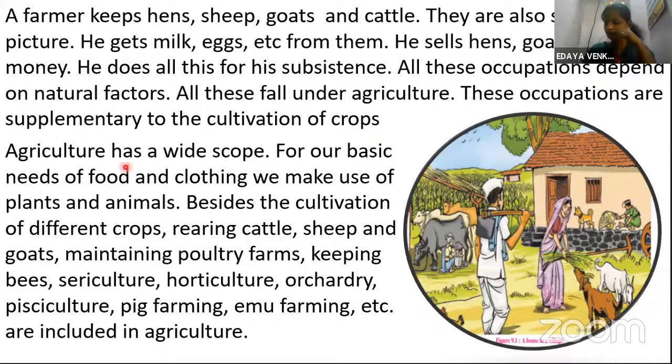Agriculture has a wide scope. For our basic needs of food and clothing, we make use of plants and animals. Besides the cultivation of different crops, rearing cattle, sheep and goats, maintaining poultry farms, keeping bees, sericulture, horticulture, orchardry, pisciculture, pig farming, emu farming, etc. are included in agriculture.